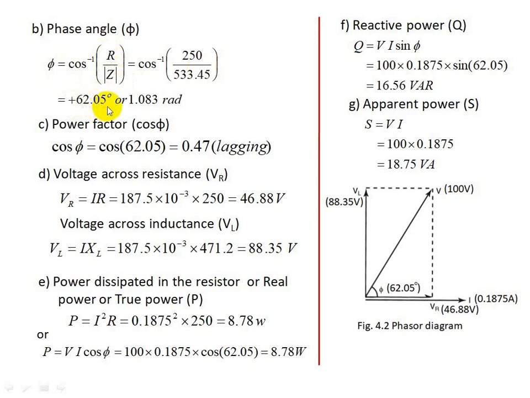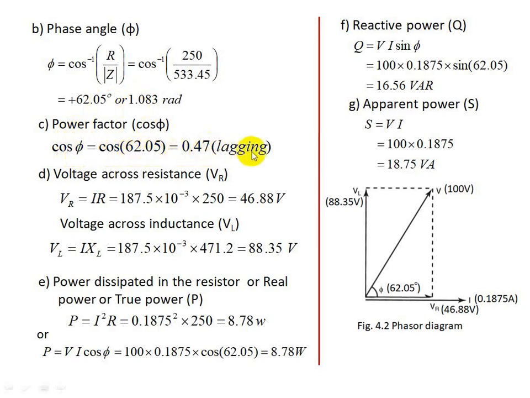This value, the phase angle, can be expressed in degrees or in radians. If you want to express it in radians, you multiply this value by 3.14 and divide by 180 degrees. So you get 1.083 radians. So power factor is cos phi, the cosine of the angle phi. So cos of 62.05 is 0.47.